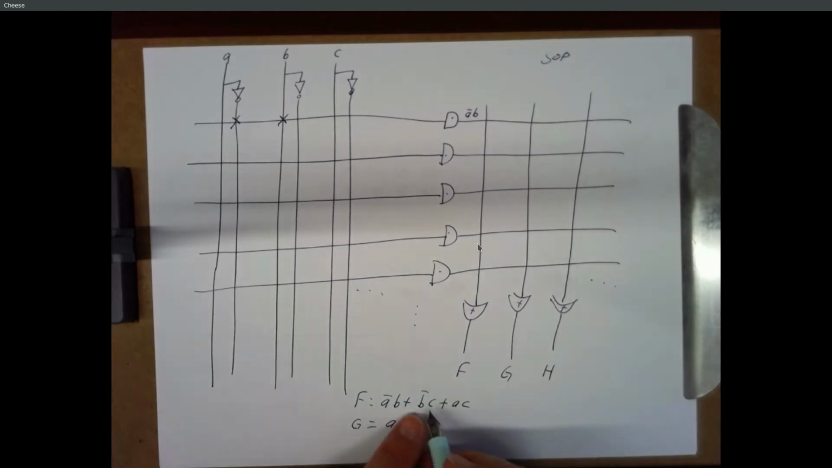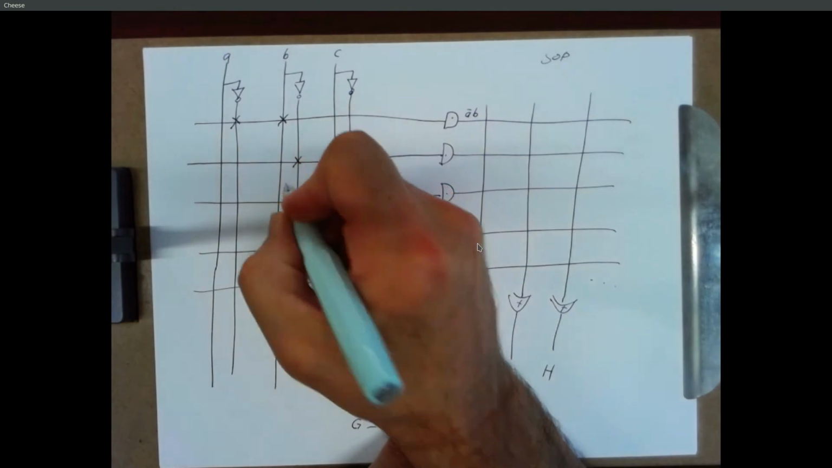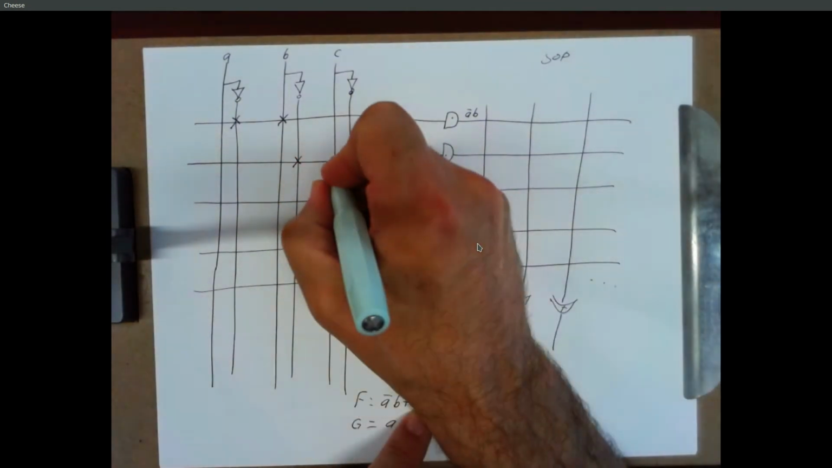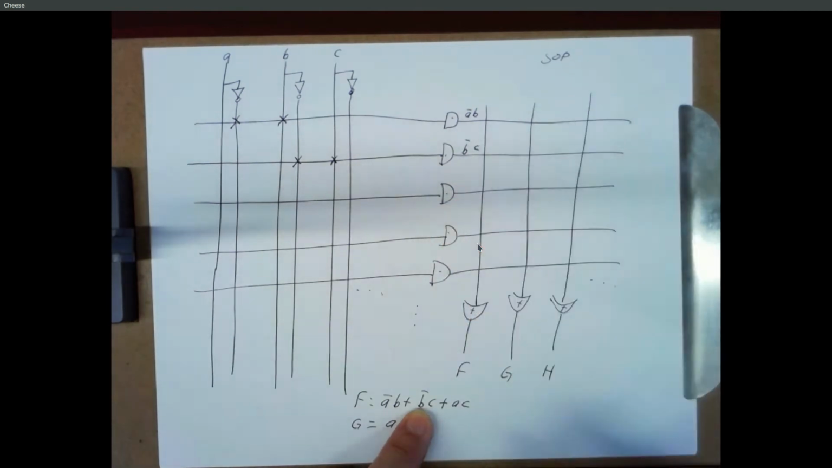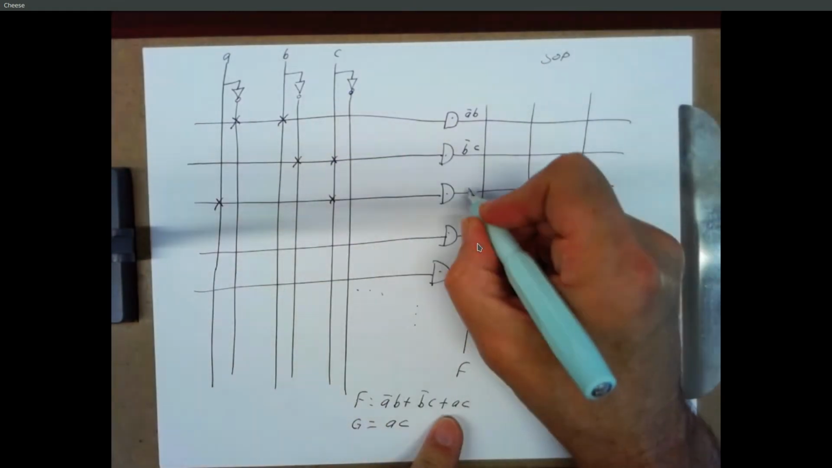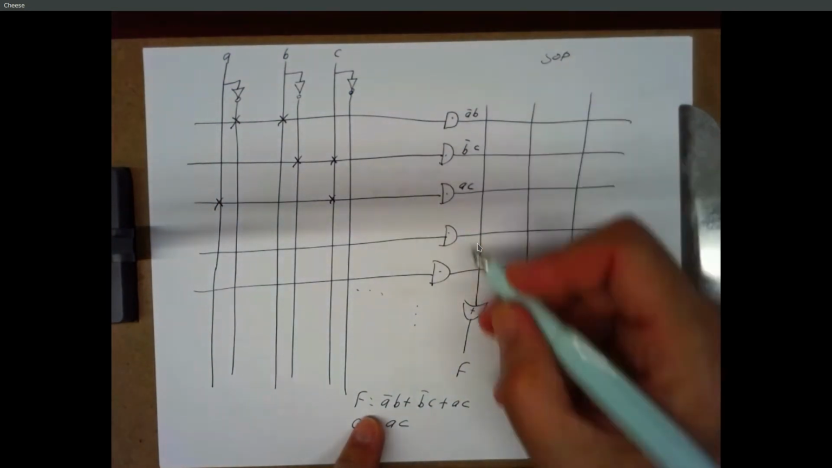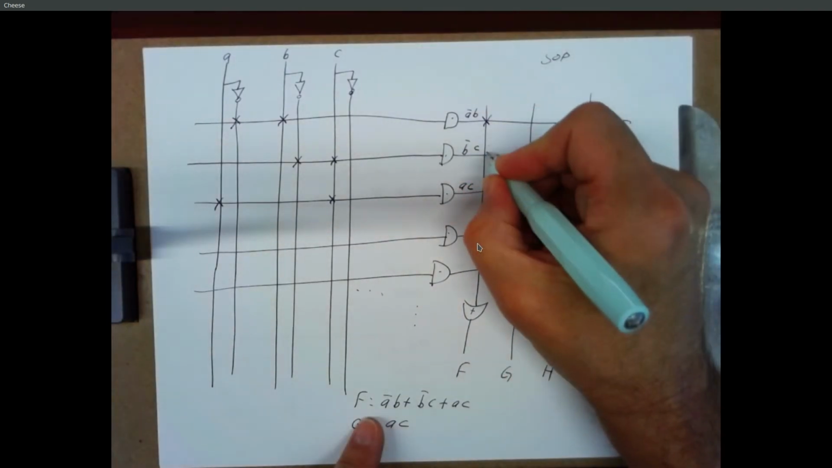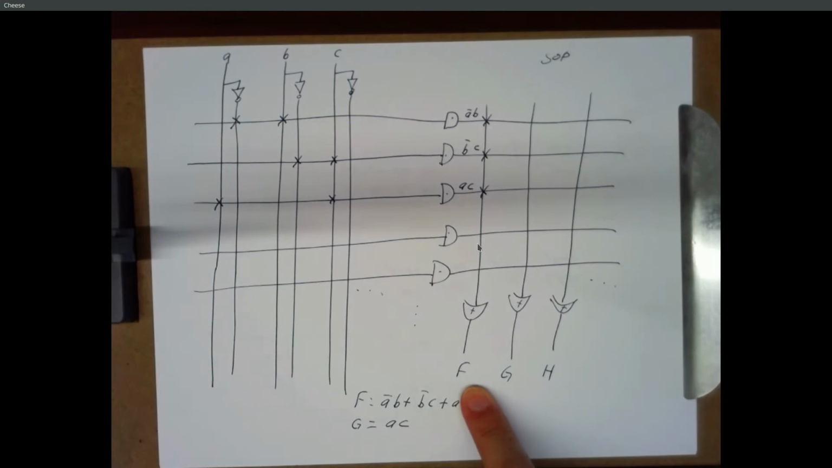And then I also want the product term B bar C, so I'm going to make a connection between B bar and the second wire, and a connection between C and this wire. And so the output of this AND gate will be B bar ANDed with C. And then the third one, I would make a connection to A and C, and the output here will be AC. And now I want F to be the OR of these three terms, so I'm just going to take those three product terms and feed them into my OR gate. There's my whole fuse map for F.